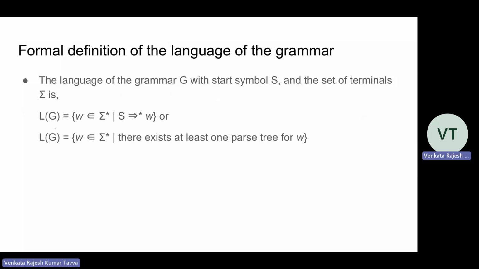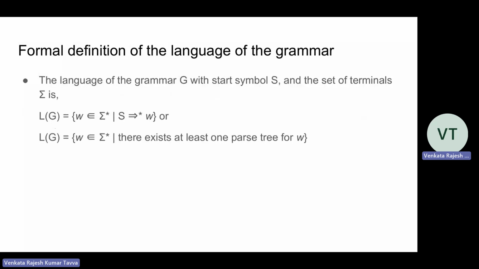Formal definition of the language of the grammar. So we defined what is a context-free language. Earlier we just gave a verbal definition, now we are giving a formal definition. The language of the grammar G with start symbol S and the set of terminals sigma is the set of all those strings.